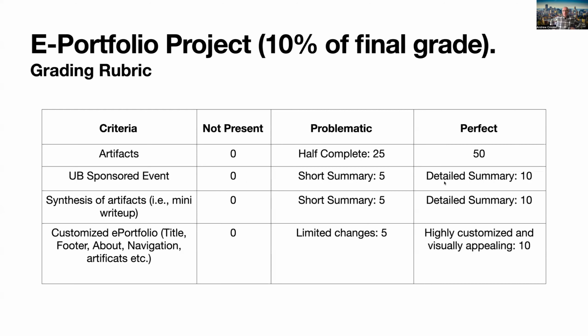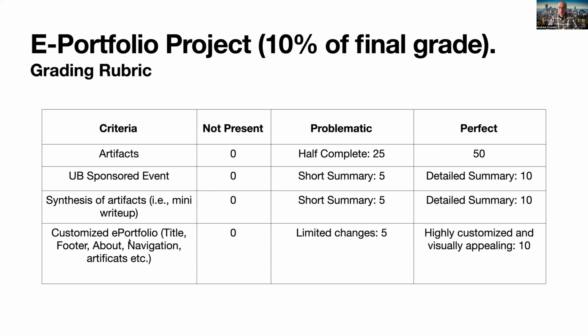But if you give a detailed summary, like a half page or 1 page write-up, and maybe some photos or whatever, that's great, right? It will give you full points, 10. Then synthesis on the artifacts main page: a short summary gets you 5 points. A detailed summary, like a couple of paragraphs, synthesizing how these artifacts link together, gets full points.